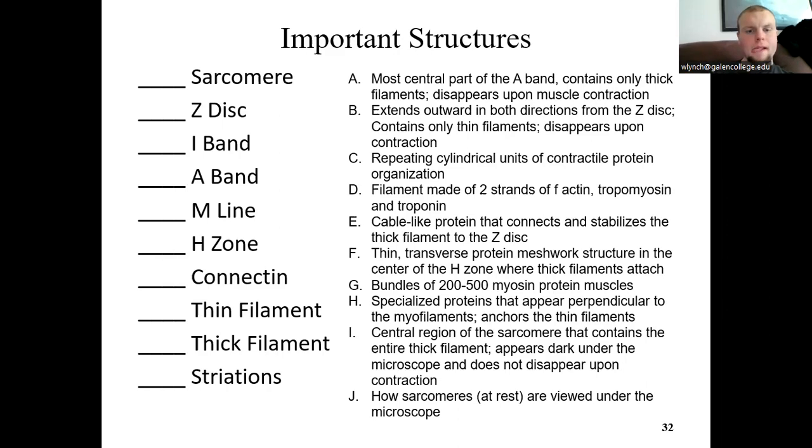All right, so first, I'm going to go with H. H is connectin, right? That's the specialized proteins appearing perpendicular to the myofilaments. Then we have the thin filament. Thin filament, that's going to be the filament made of two strands of F-actin, tropomyosin, and troponin. We have the thick filament. Thick filaments are going to be the bundles of 200 to 500 myosin proteins. The M line is going to be I, central region of the sarcomere that contains the entire thick filament, appears dark in the middle.